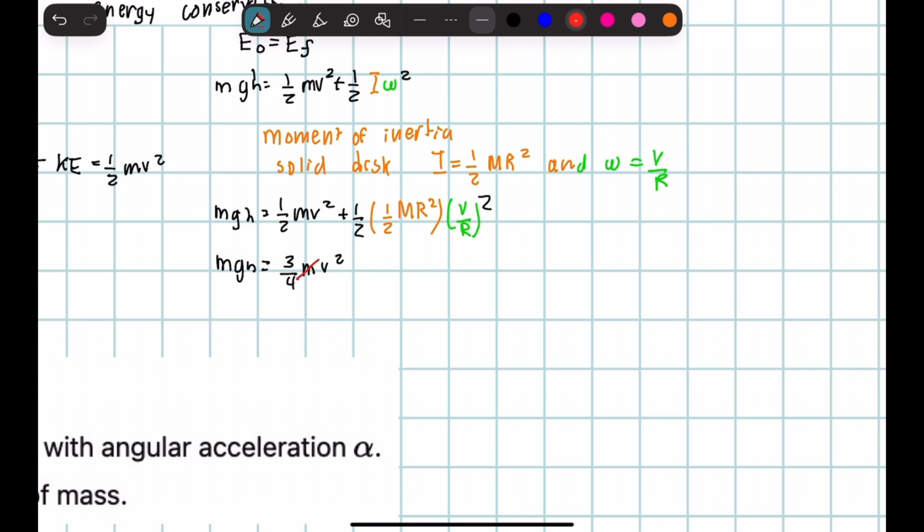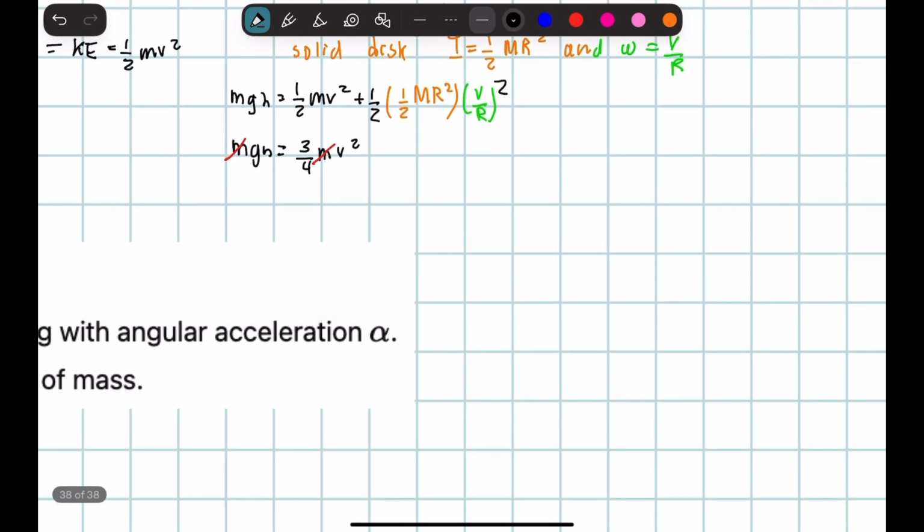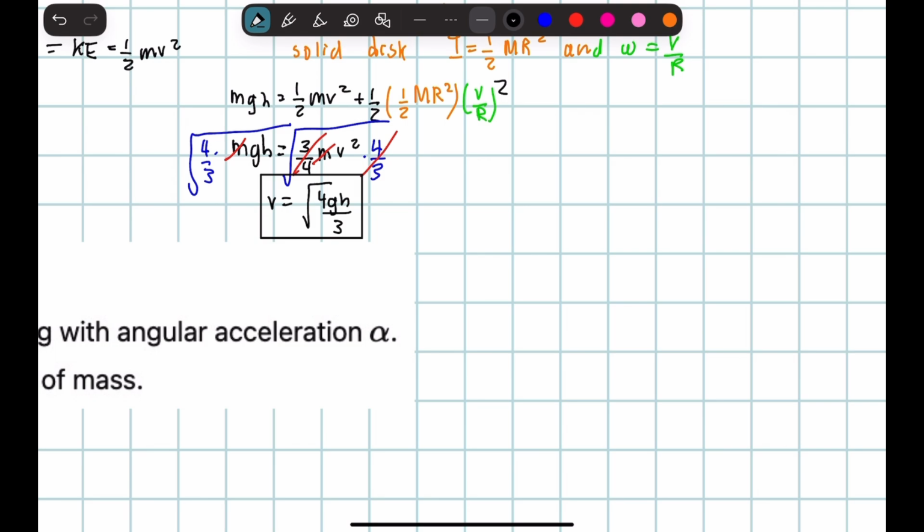Now here we can clearly see that m just cancels out by dividing both sides by m. And then now what we want to do is we just want to solve for v. So then we're just going to multiply this by the reciprocal 4/3. And then now that this is canceled out, now we have to take the root of both sides. So then taking the root of both sides, we're just left with the expression that v is going to be equal to the root of 4 times g times h divided by 3. And that is our solution.